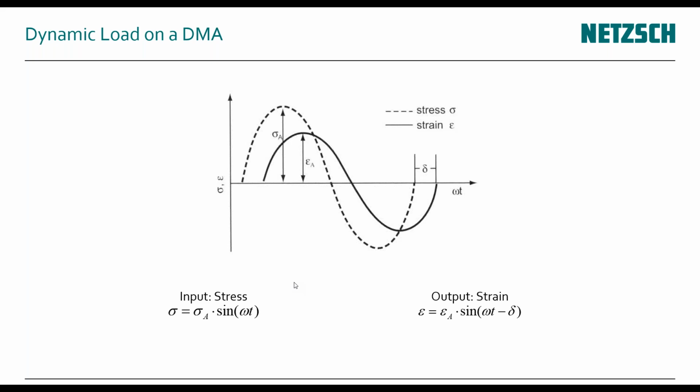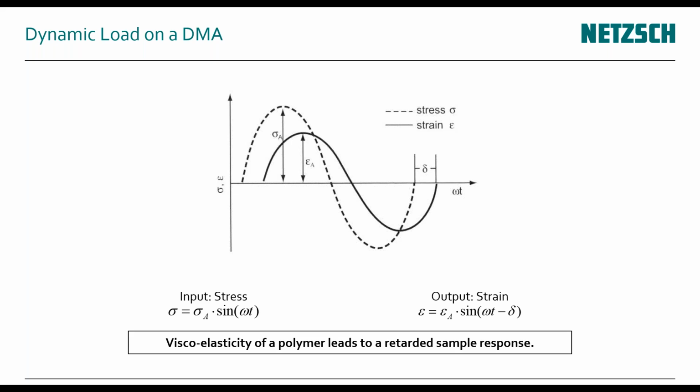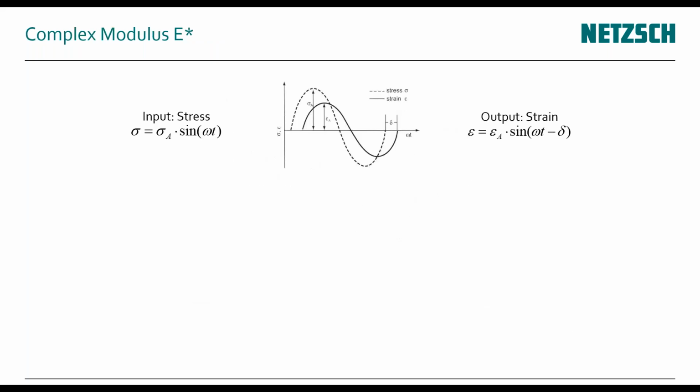And now there's something happening that can already tell us a lot about the material. The strain will be retarded. So there's this phase shift that we can call delta here, but this is actually nothing else but a time. That leads to a retarded sample response. So it will take a while for the sample to deform after we display the stress upon it. And this deformation, or this retardation, is a material property that we measure. So the viscoelasticity of a polymer leads to a retarded sample response.